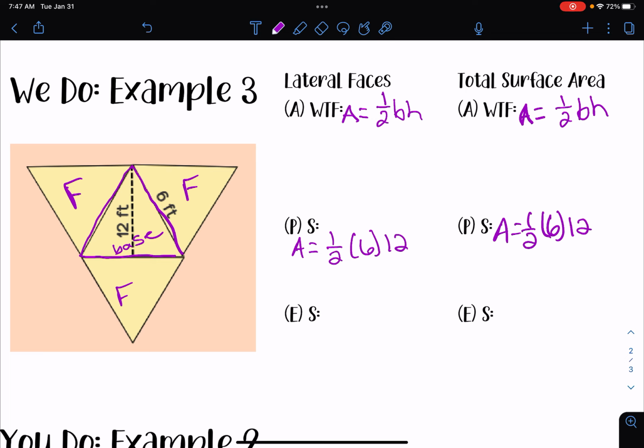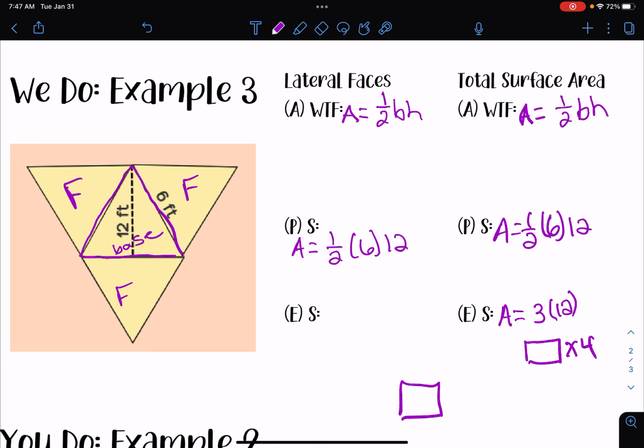So essentially we can just solve this once and then multiply by 4. You're going to go ahead and do half of 6. What's half of 6? 3. And so 3 times 12. Whatever you get there, remember you have to multiply that by 4 because you have 4 triangles. Here I have the base and the faces labeled separately, but they're the same shape. So you just need to find 3 times 12 and then multiply times 4, and that is your total surface area. Okay.